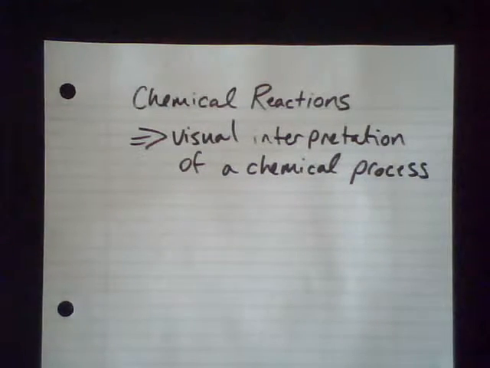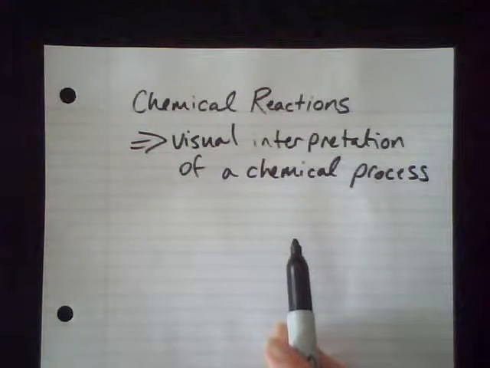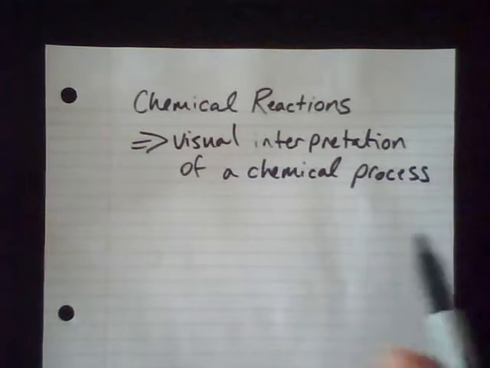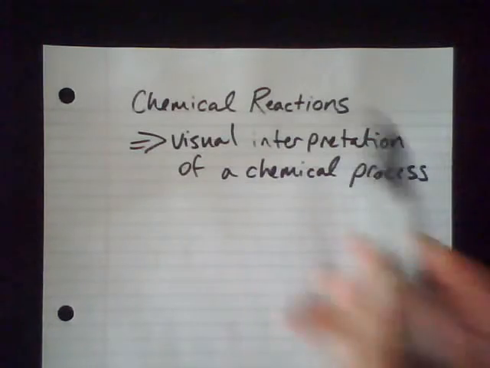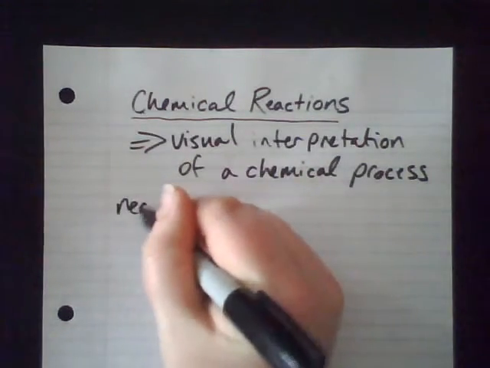Okay, so chemical reactions are when one or more things react together to form one or more different types of things. And to do that, you have to rearrange chemical bonds. That's a reaction.